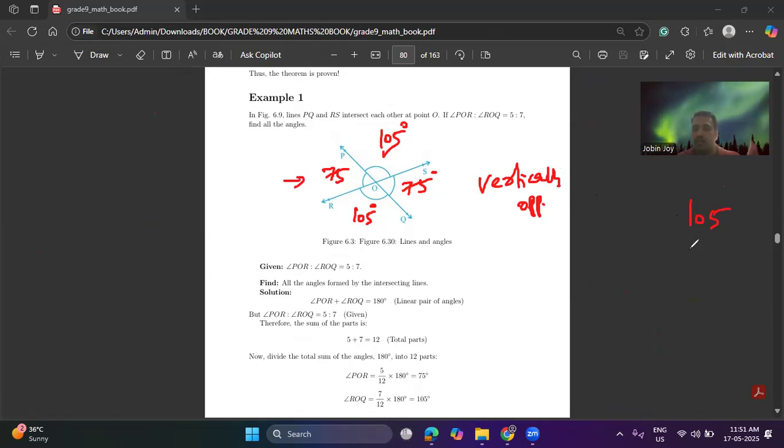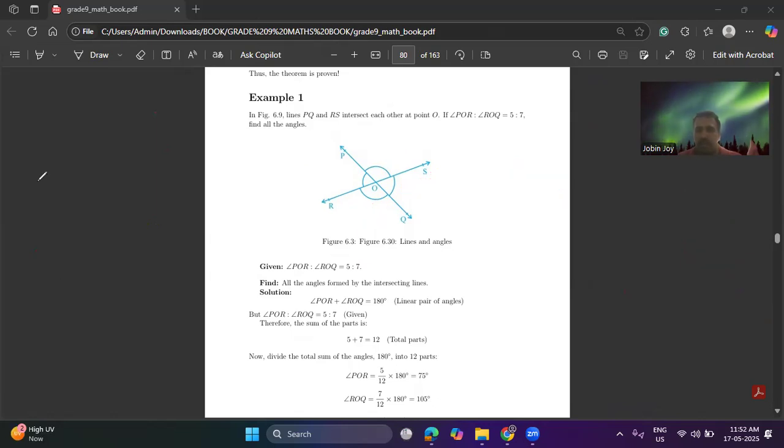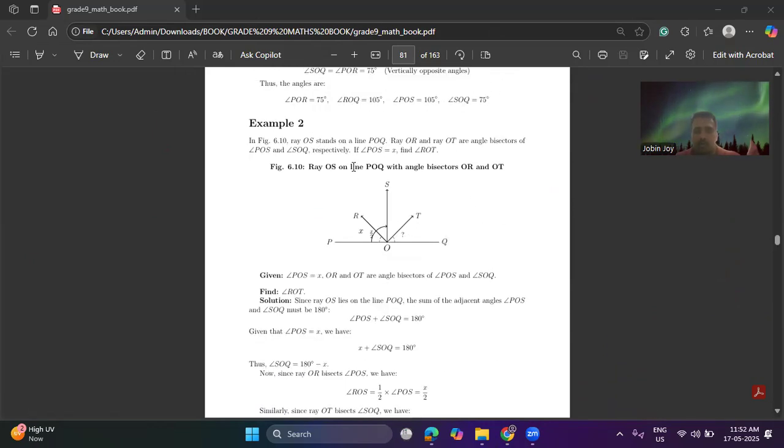So when you add all these values, 105 plus 105 plus 75 plus 75, you will get 360 degrees because this is a circle, right? 5 plus 5 plus 5 plus 5 is 20, 0, 2 balance. 7 plus 7 is 14, 14 plus 2 is 16, 6, 1 balance, 1 plus 1 plus 1, 360. So the total angle is 360 degrees. Like that, you can solve any type of problems. I will be explaining a few problems. If you want more, you can contact me.